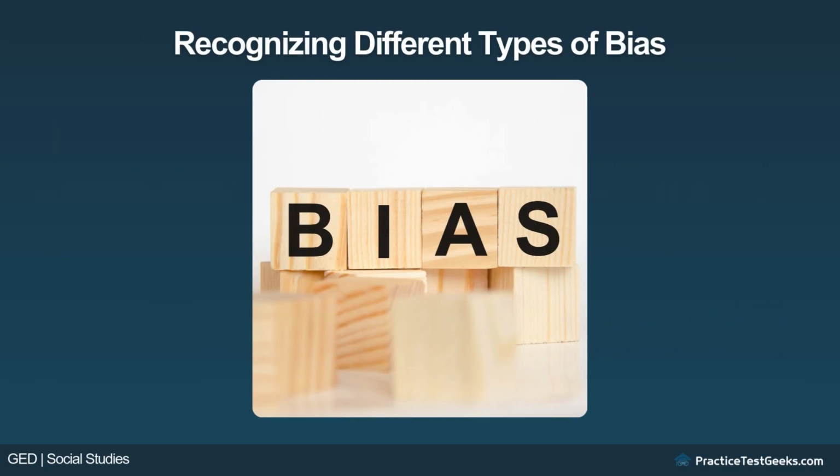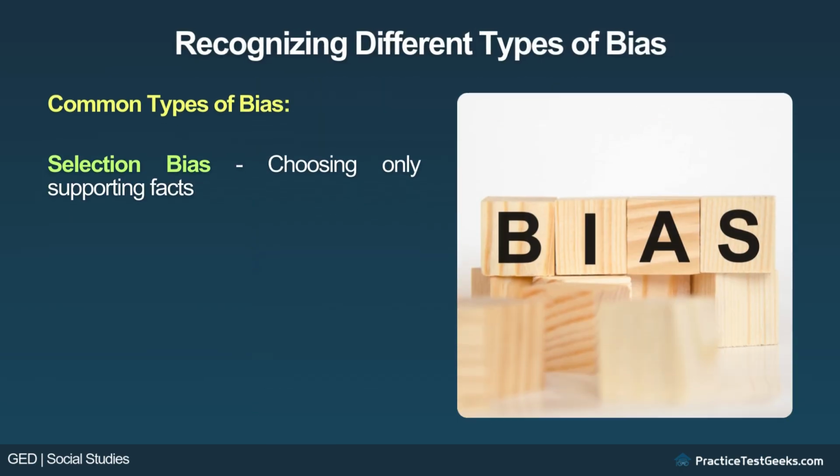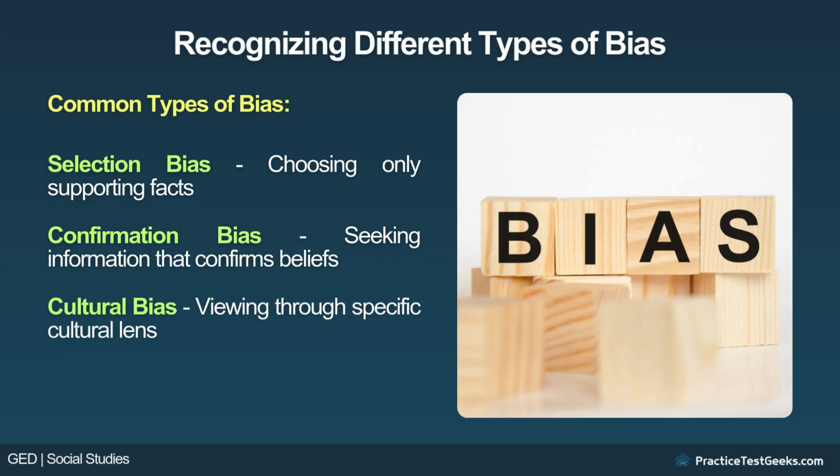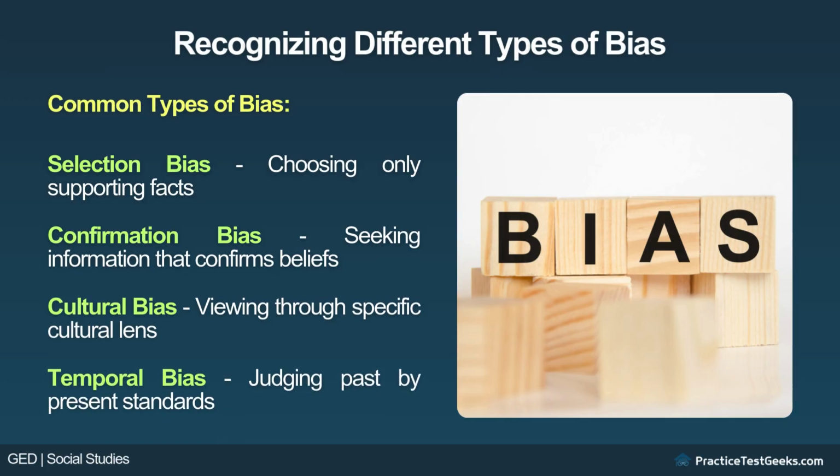Now let's examine common types of bias you'll encounter. Selection bias occurs when authors choose only facts that support their position while ignoring contradictory evidence. Confirmation bias happens when people seek information that confirms their existing beliefs. Cultural bias means viewing events through a specific cultural perspective without considering other viewpoints. Temporal bias involves judging historical events by current standards rather than the context of their time.